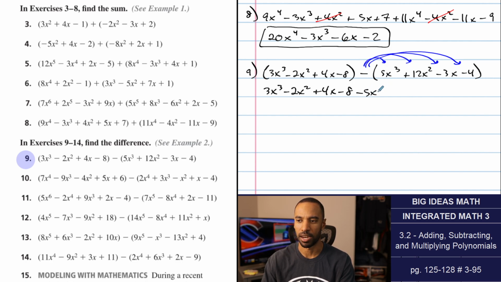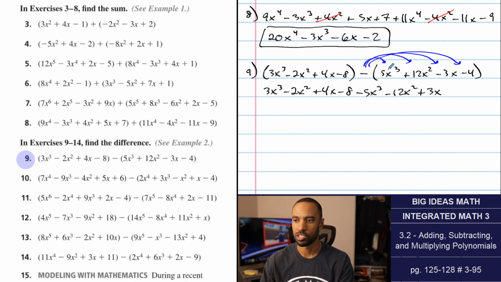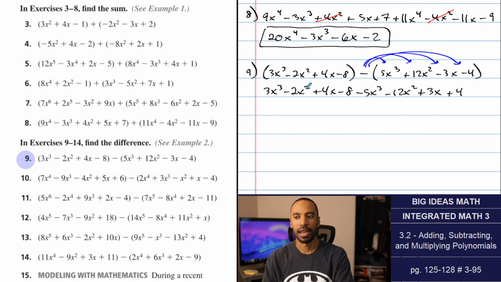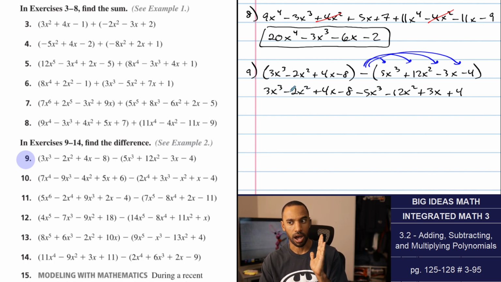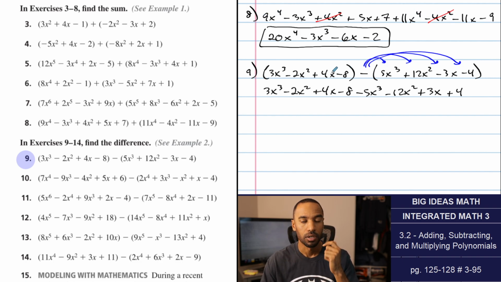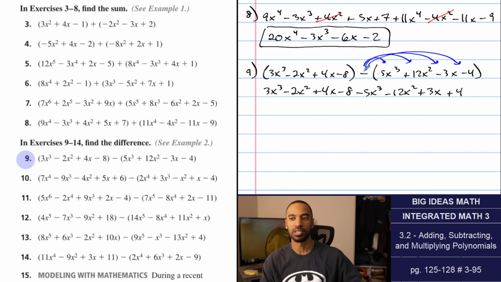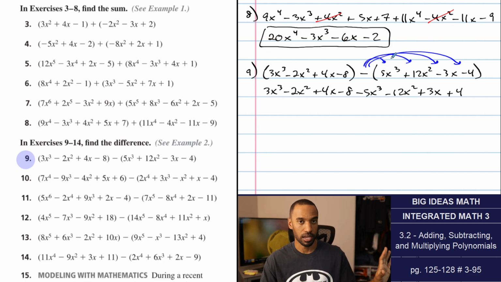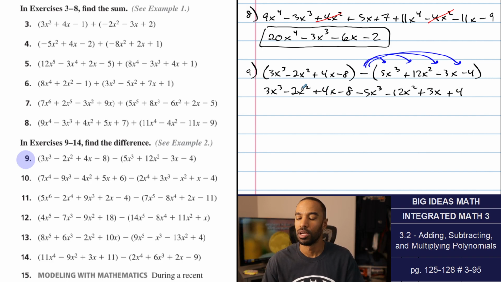Subtract the positive is minus 5x cubed. Subtract the positive is minus 12x squared. Subtract the negative is plus 3x. Subtract the negative is plus 4. Now this will look just like the addition problems we did. There's virtually no difference on this part than this part, other than they're two different problems, right? But now that it's written without parentheses, yes, these signs change, but now that they changed, everything's the same, right?